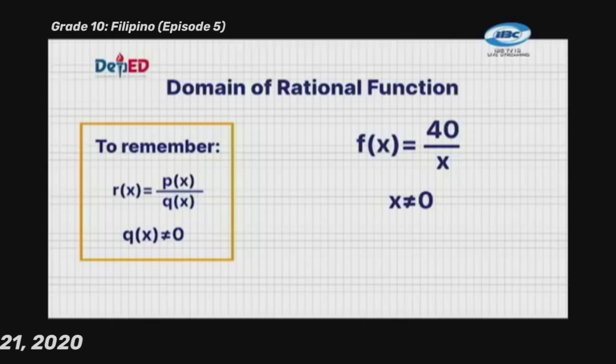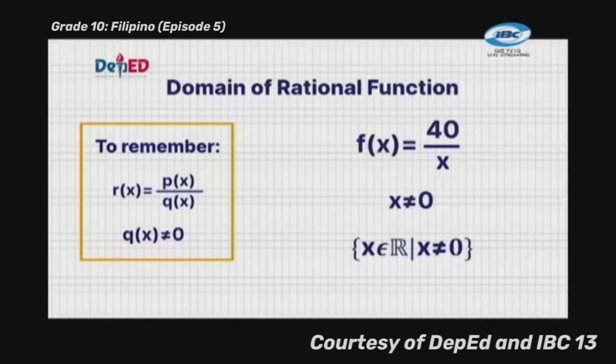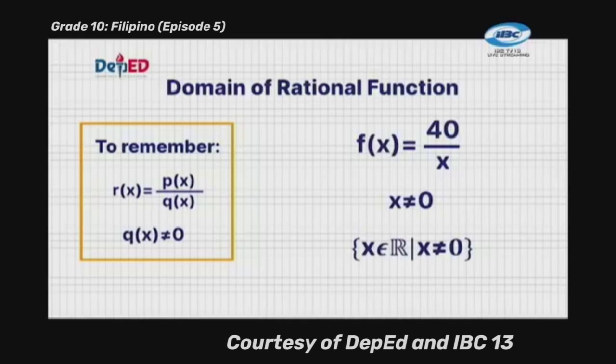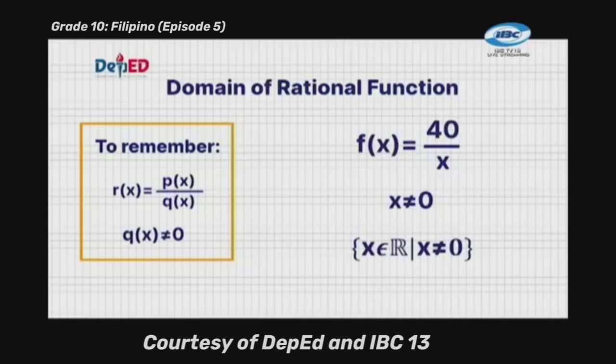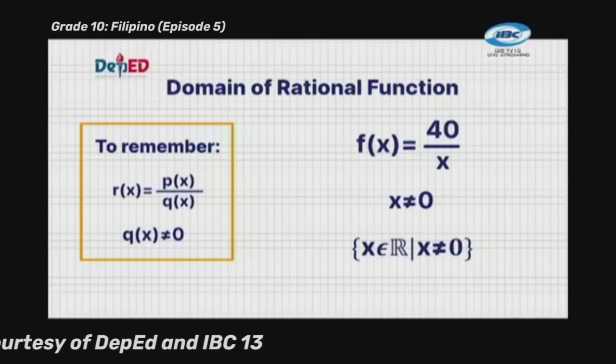How do we represent a rational function again? A while ago, we have learned that a rational function is represented by r of x equals p of x over q of x, with the restriction that q of x should not be equal to 0. So in our function, the denominator, which is x, should also not be equal to 0. Again, this will give us an undefined value.